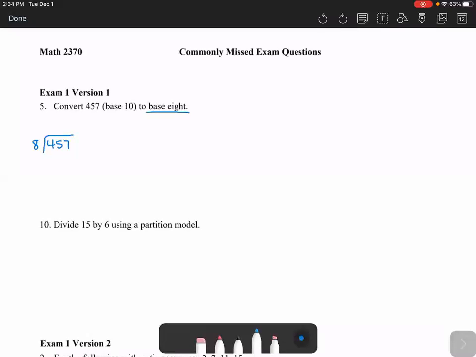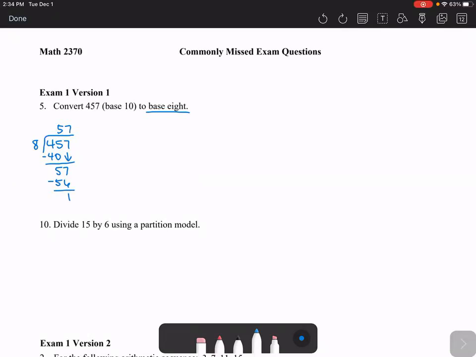So whenever we start out, 8 can't go into 4, but 8 can go into 45 5 times because 5 times 8 is 40. And we have 5 left over. We bring down the 7. 8 goes into 57 7 times because 7 times 8 is 56. And then we have 1 left over.